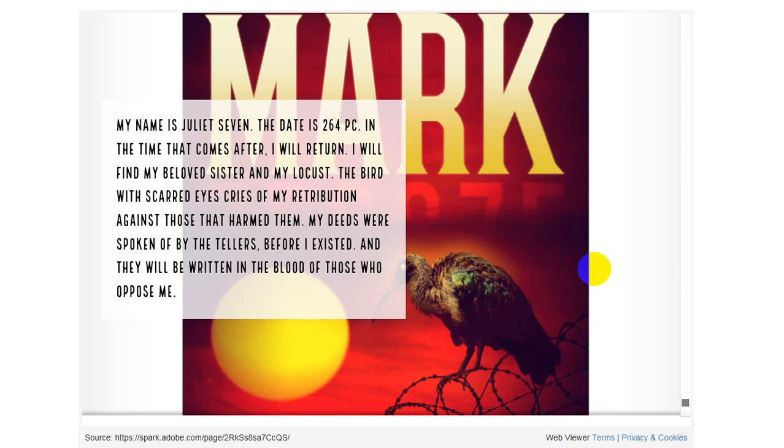"My name is Juliet 7. The date is 264 PC. In the time that comes after, I will return. I will find my beloved sister and my locust. The bird with scarred eyes cries of my retribution against those that harm them. My deeds were spoken of by the tellers before I existed, and they will be written in the blood of those who oppose me."